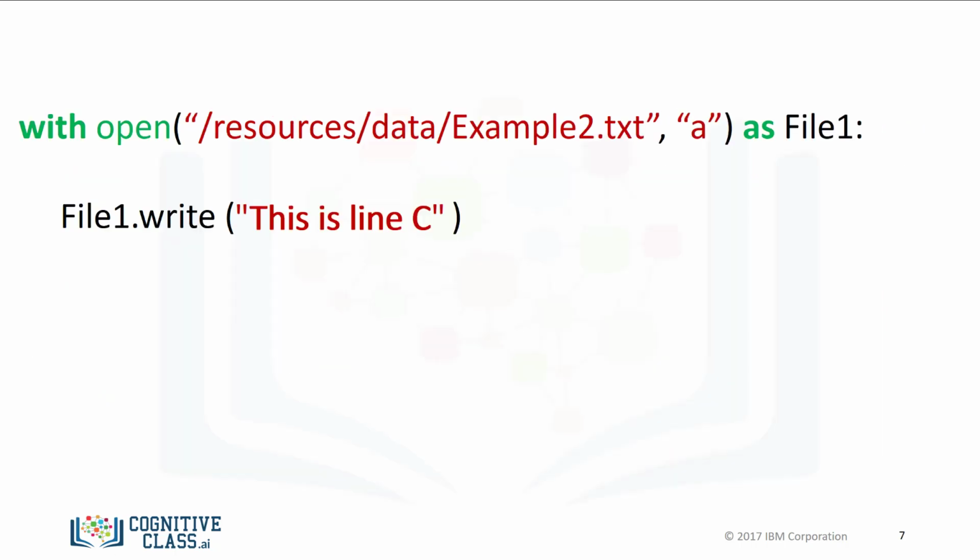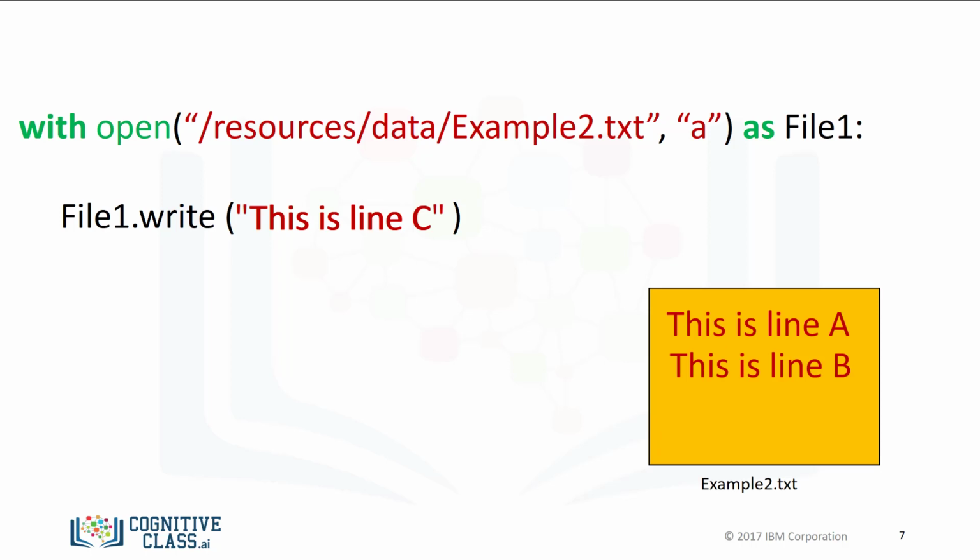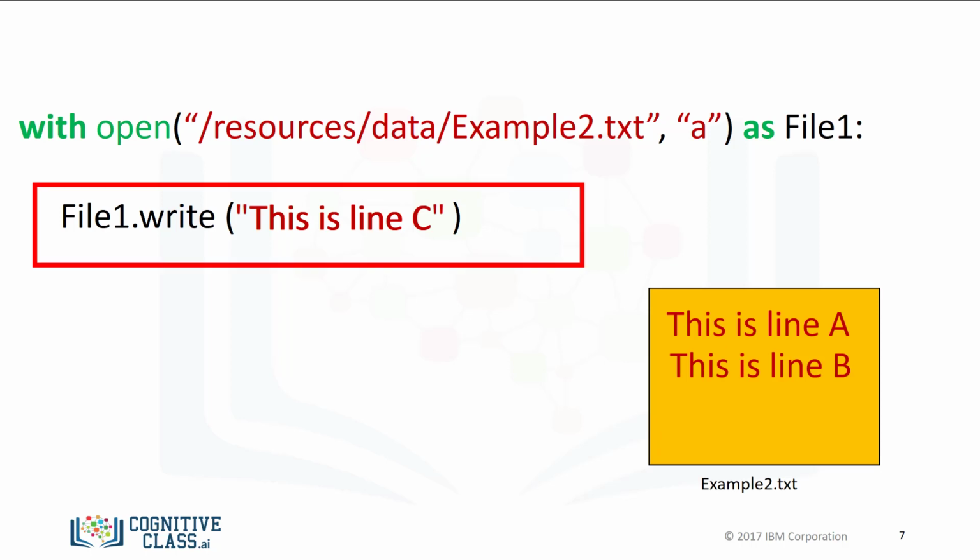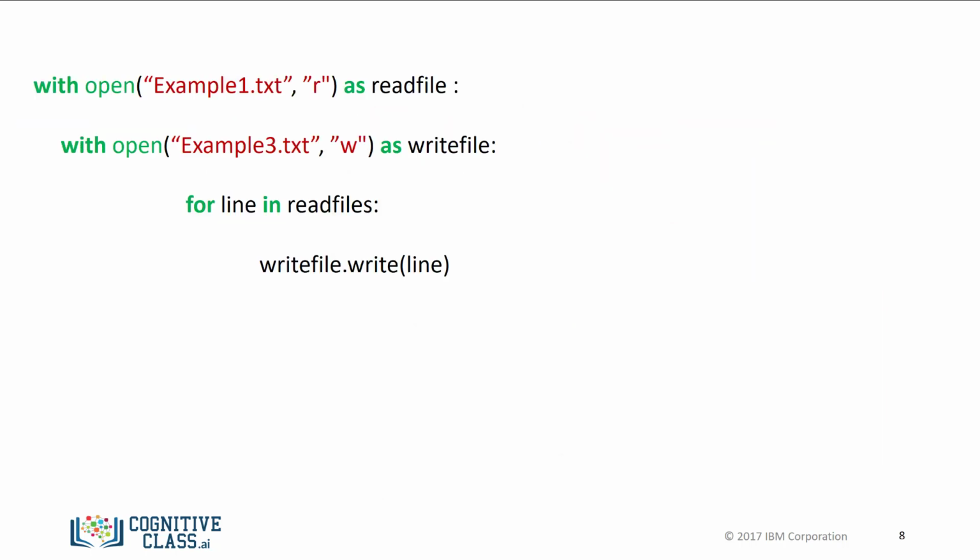We can set the mode to append using a lowercase a. This will not create a new file, but just use the existing file. If we call the method write, it will just write to the existing file, then add "This is line C," then close the file.